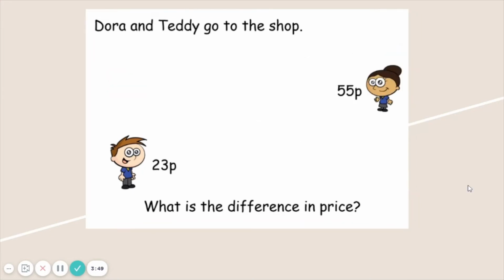Well done, everybody. Ooh, Dora and Teddy are now taking their money and they're going to the shop. Teddy has 23p and Dora has 55p. I'm going to show you with base 10 and coins how to work that question out, how to find the difference.